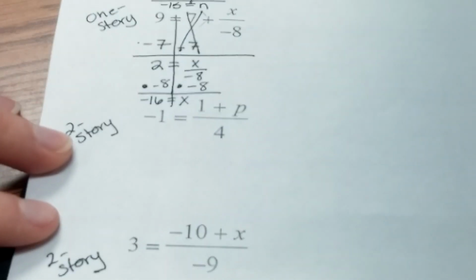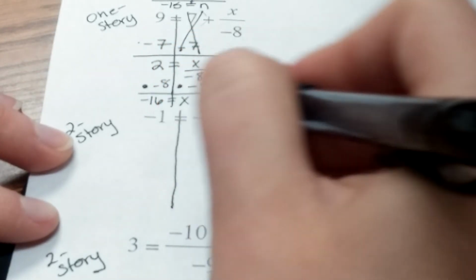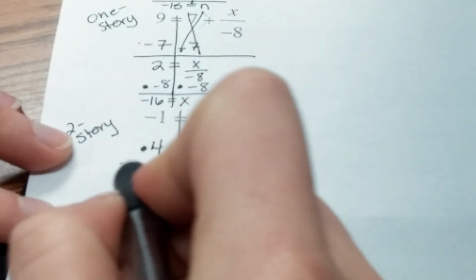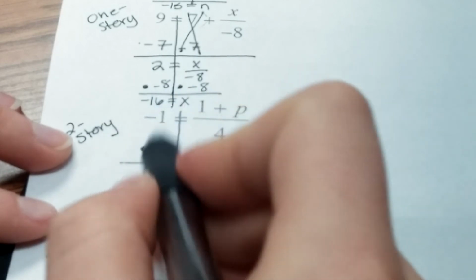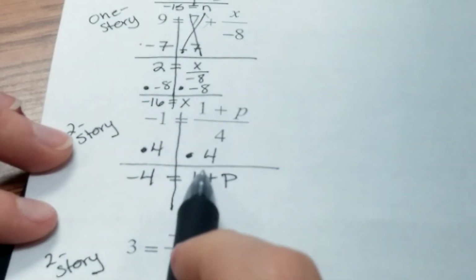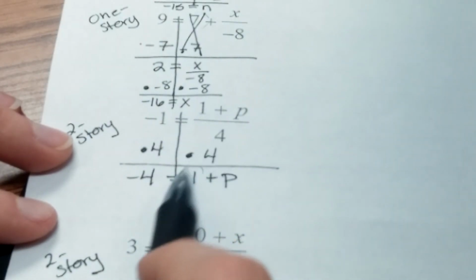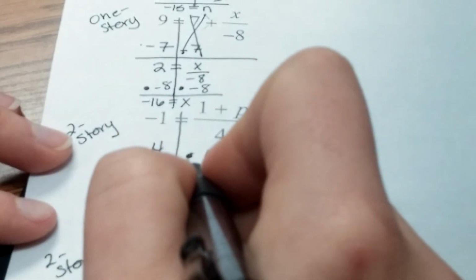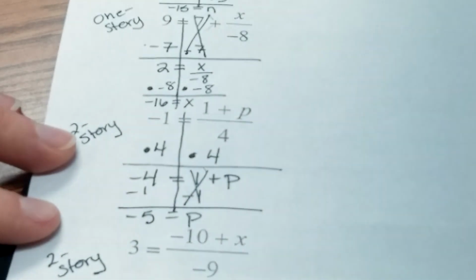All right, next example. It's a two-story problem. So remember, the 1 and the p are grouped together. So in order to undo this, I have to get rid of the division first. So I'm going to multiply both sides by 4 to undo the division. These two guys cancel. I have negative 1 times 4 is negative 4 equals 1 plus p. I have a 1 here. How do I get rid of that 1? It's a positive 1, so I'm going to need a negative 1 to get rid of it. Negative 4 minus 1 is negative 5, and I'm left with just p, so my answer is negative 5 is equal to p.